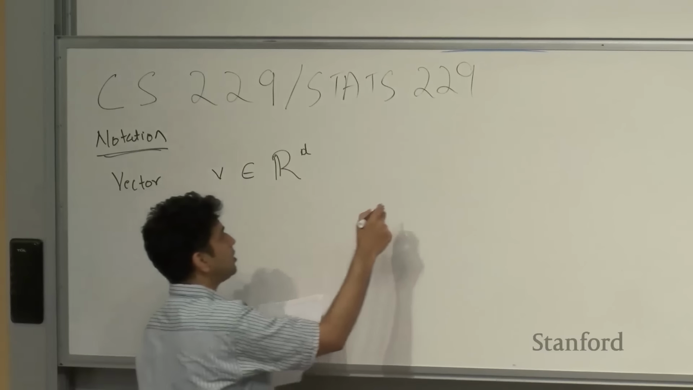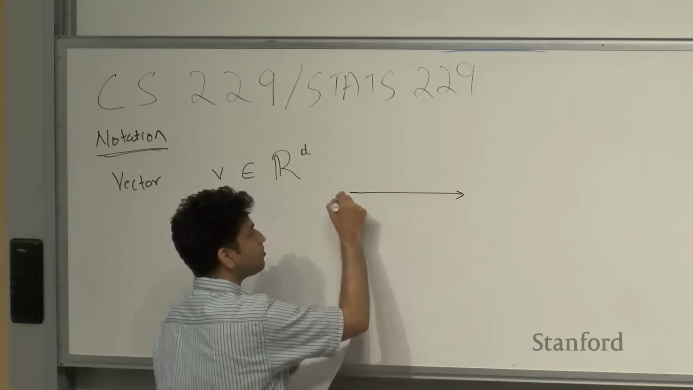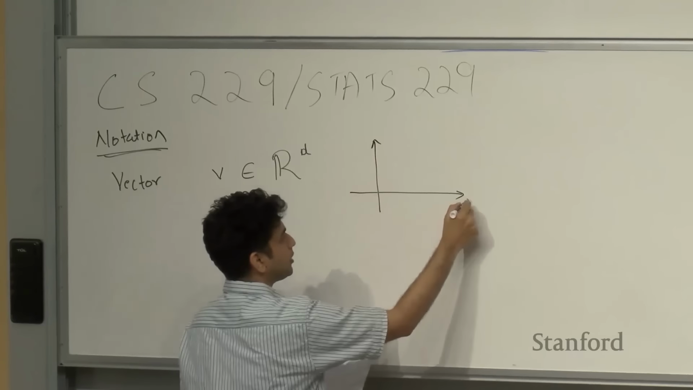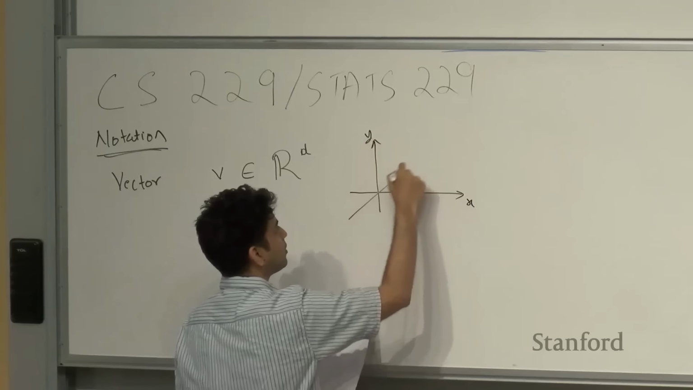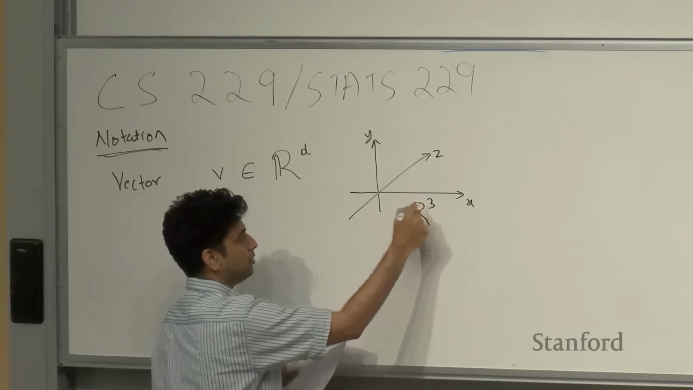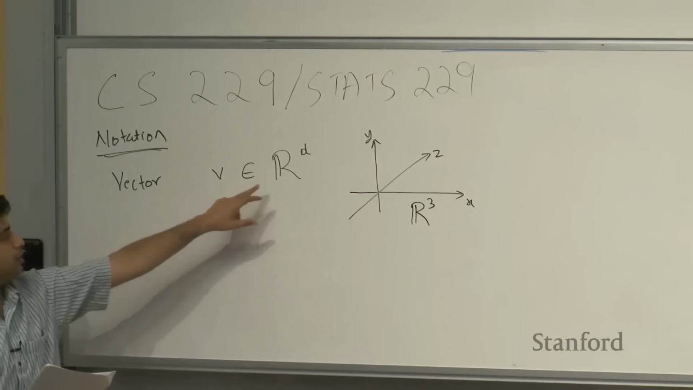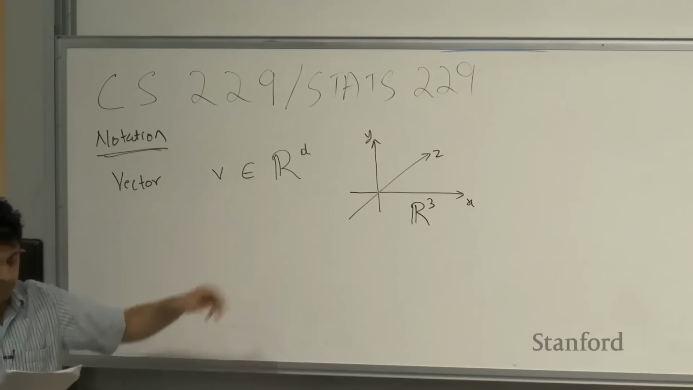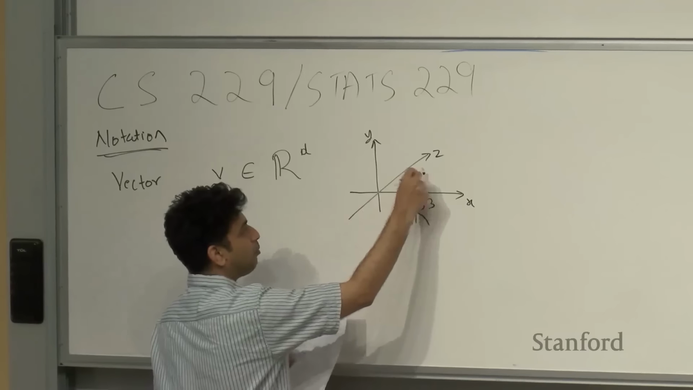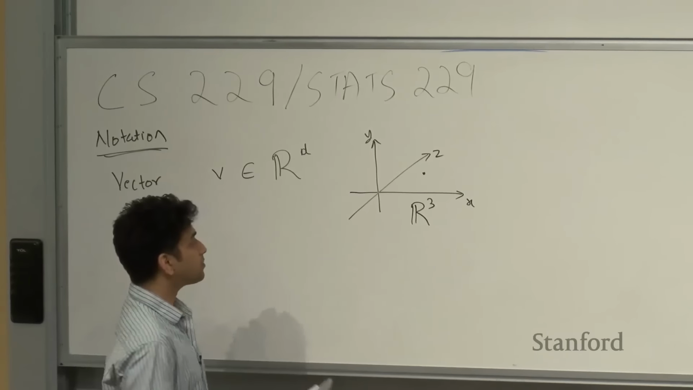So what's a d-dimensional real space? Imagine this is the real line, and this is x, y, z. So this is an example. This is R3 because there are 3 dimensions, right? So a vector is an element of a d-dimensional real space. When we say it is an element, it means it is a point that lives in this d-dimensional real space.